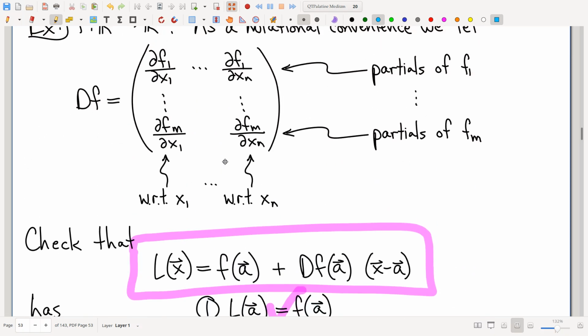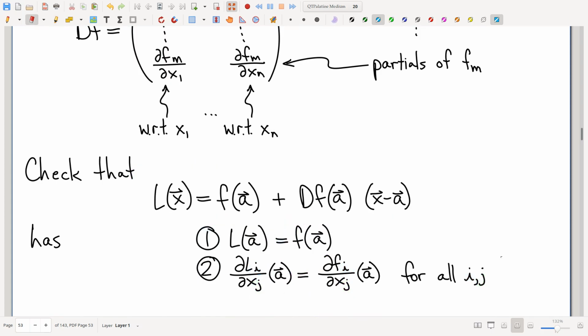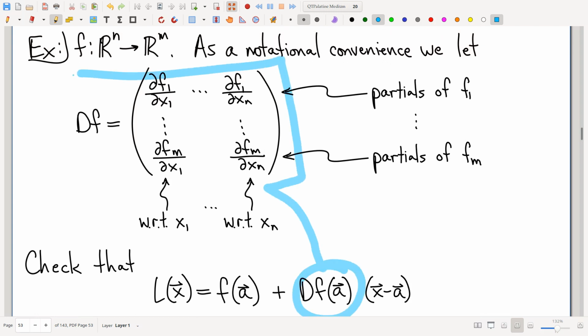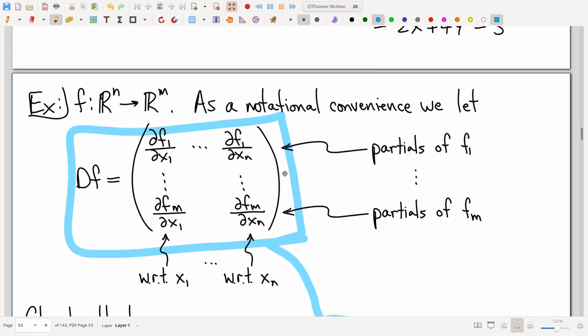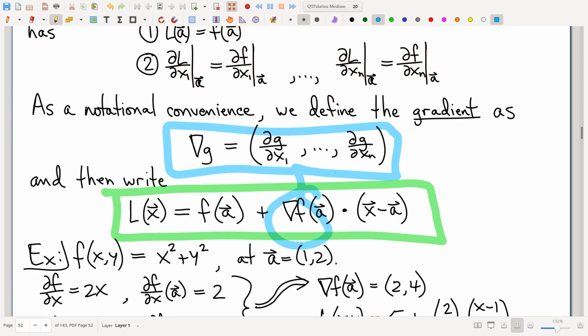So now, what is this df thing? This df is a matrix. This df matrix is the magic matrix that makes it work. This was crafted explicitly to make that linear approximation formula work correctly, in the same way that what we call the gradient vector here was crafted to make this formula work. So this is a clever definition, I guess you might say.